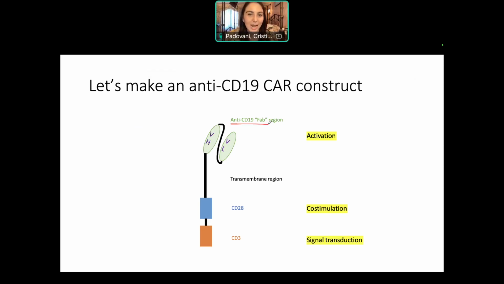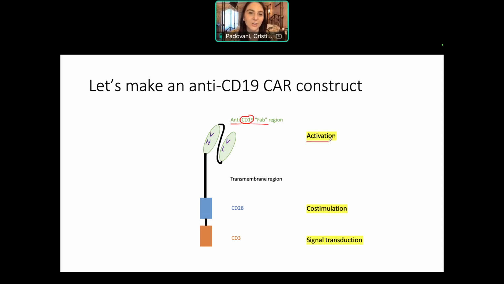We're basically making an antibody Fab region that's going to recognize CD19, right? Then we have our transmembrane. Then you have your CD8. This is your co-stimulatory signal. And then you have your CD3. This is your signal transduction. So this is everything you need to activate a T cell.